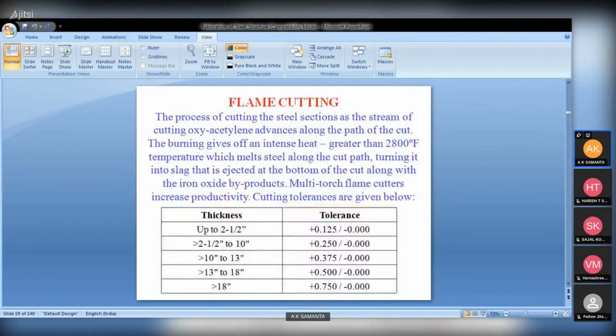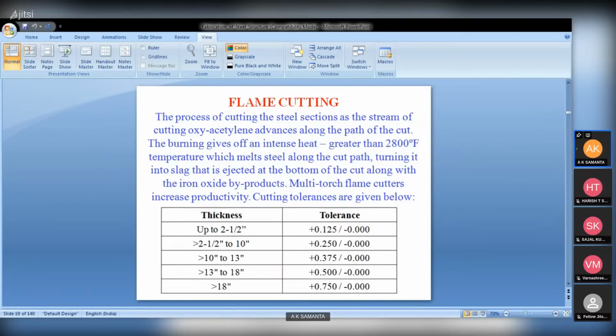Now this flame cutting is very common. This is the process of cutting the steel section with a stream of oxy acetylene. So with the help of acetylene, the gas cutting is carried out. It is very easy, and gases are available in any type of workshop. This is okay. But one difficult thing is that the tolerances I have mentioned are very difficult to maintain. For example, if the thickness of the plate is 2.5 inches, the tolerance will be on the plus side only, 0.125 inches, and no negative tolerance is allowed.